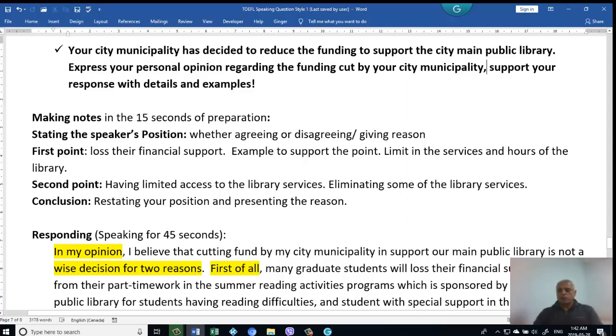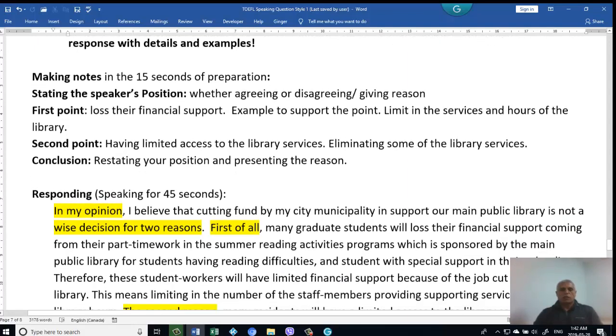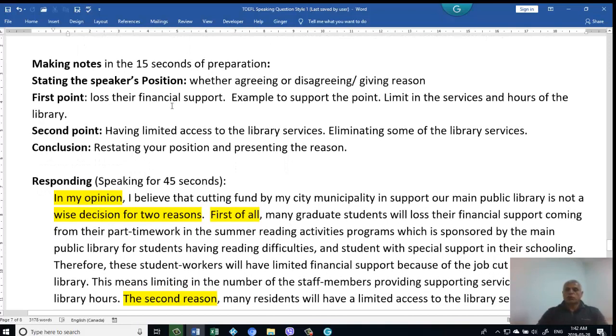Then we have 15 seconds to prepare our notes. We said that your notes have to be short, making notes in the 15 seconds of preparation. Stating the speaker's position, you have to know: are we agreeing or do we disagree? Whether agreeing or disagreeing, give a reason. If you agree, then you give a reason. If you disagree, then you give a reason.